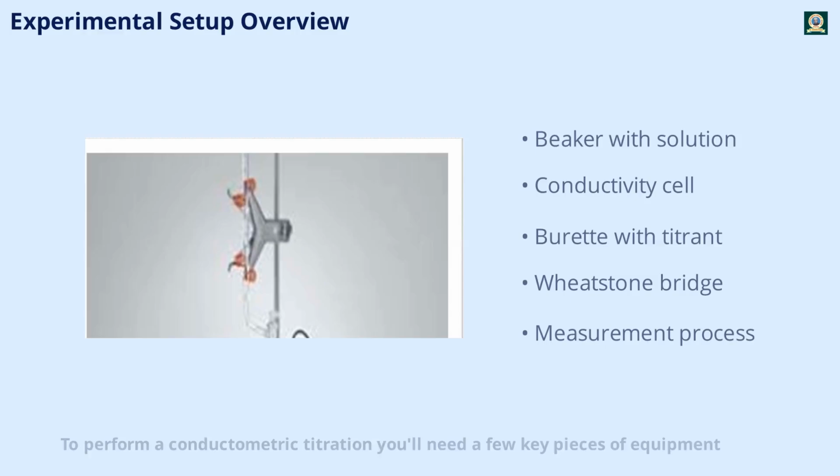To perform a conductometric titration, you'll need a few key pieces of equipment. The main setup includes a beaker containing the solution to be titrated, a conductivity cell dipped into the solution, and a burette filled with the titrant. The conductivity cell is connected to a Wheatstone or conductivity bridge, which measures the solution's conductivity. As the titrant is gradually added, the conductivity is measured after each addition, and the results are plotted to find the equivalence point.